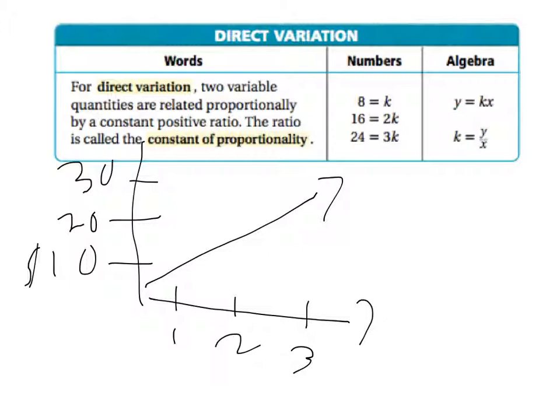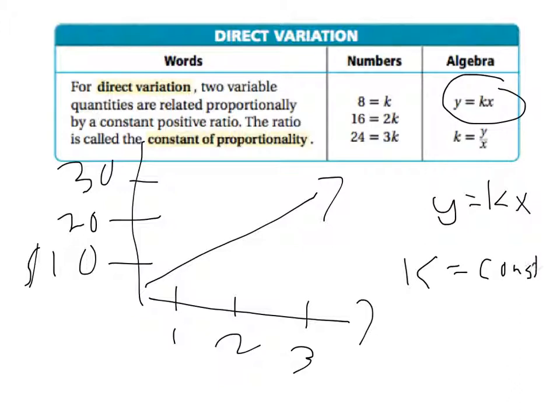Now, for our formula here, it's y is equal to kx. K is our constant, okay? K is our constant. It always stays the same.